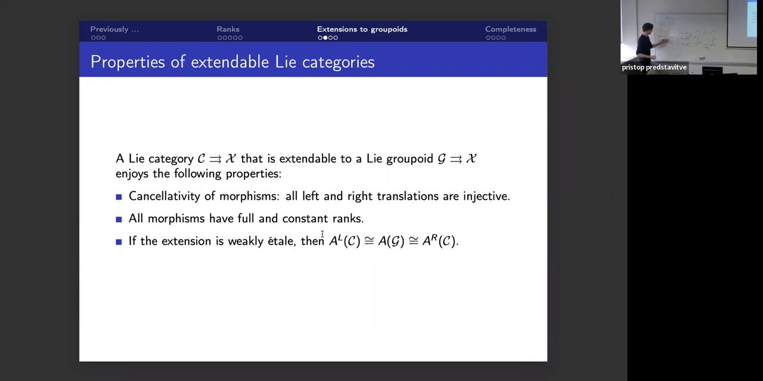But now because phi is an immersion, and these two have the same dimension because of the assumption of weakly étaleness, this is actually going to be an equality. So basically, this equality ensures that we obtain a morphism of algebroids. So it's going to be a fiberwise isomorphism, hence it's going to be an isomorphism of vector bundles, and because of functoriality, it's going to be an isomorphism of algebroids. Any questions?